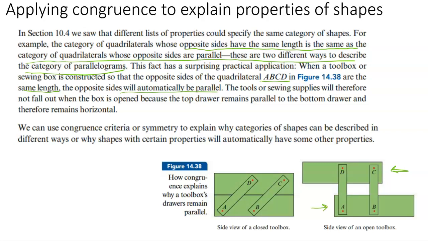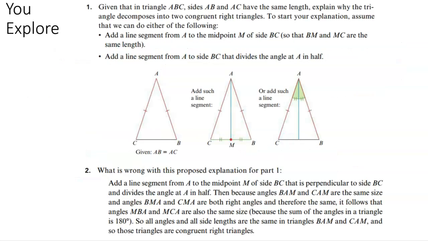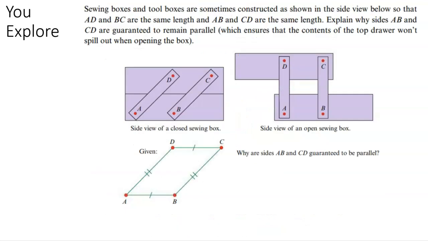We can use congruence criteria or symmetry to explain why this works, and you're going to see a video in your MyLab on this. The next exploration that you're going to do will help you explain why every isosceles triangle can be decomposed into two congruent right triangles, and every rhombus can be decomposed into four congruent right triangles. Because of this property of rhombuses, the diagonals of a rhombus are perpendicular and cut the angles of the rhombus in half. In general, the diagonals of quadrilaterals are the line segments that connect opposite vertices of the quadrilateral. So don't skip the next two explorations. Here's that first one. Press play when you're ready to move on. Give this exploration a try, and then you're going to learn more in your MyLab video.